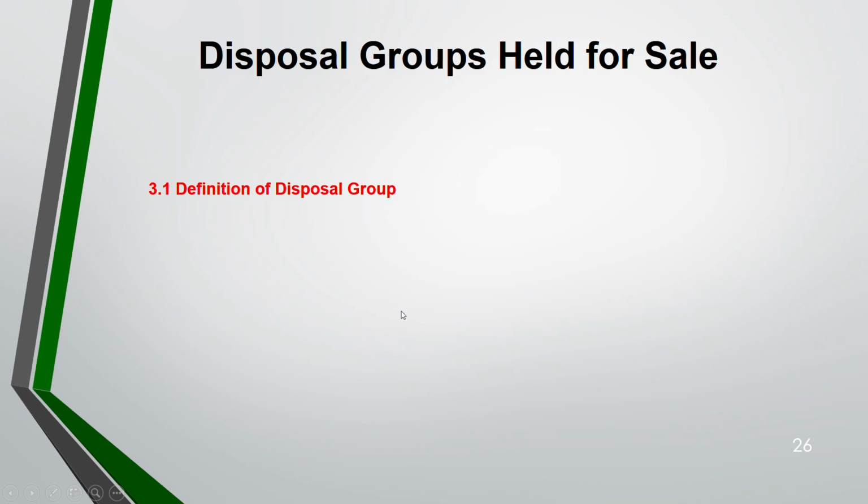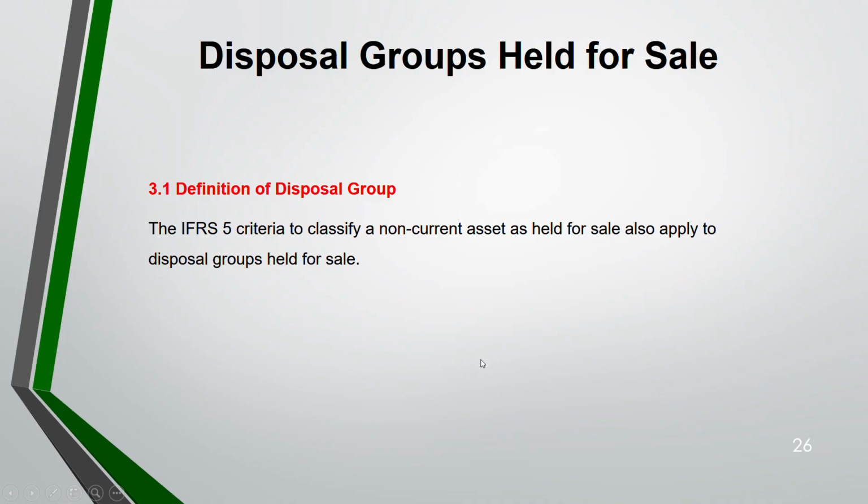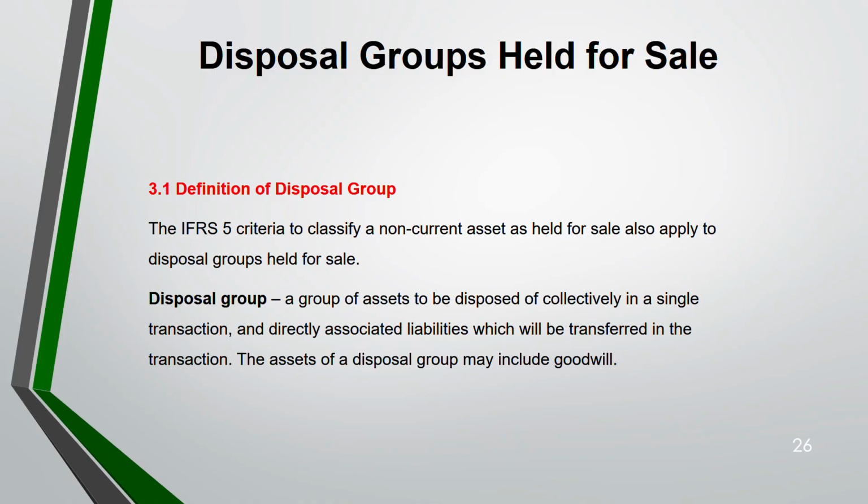Now from non-current assets held for sale, we are moving on to the disposal group held for sale, the second part. So definition of disposal group. IFRS 5, the criteria to classify a non-current asset held for sale also applies to disposal group held for sale. What is a disposal group? A group of assets to be disposed of collectively in a single transaction, and directly associated liabilities which will be transferred in the transaction. The assets of a disposal group may include goodwill also.